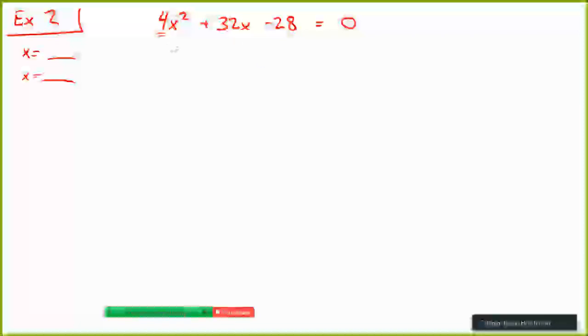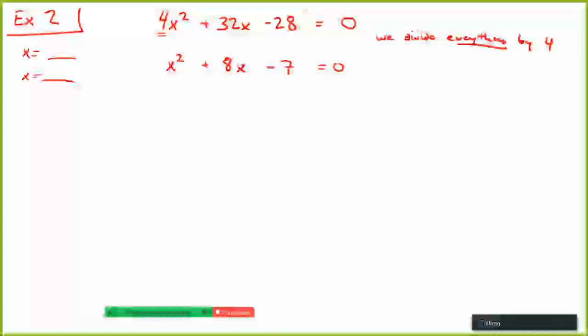So let's do that. Start by cleaning it up and dividing by that a and getting x squared plus 8x minus 7. And I'll make a note. We divided everything by 4 to start with. Always do that if you can, because it'll make it easier to work with. We even divided the 0. We had to divide everything, left and right side, by 4. Okay, now we jump into completing the square.